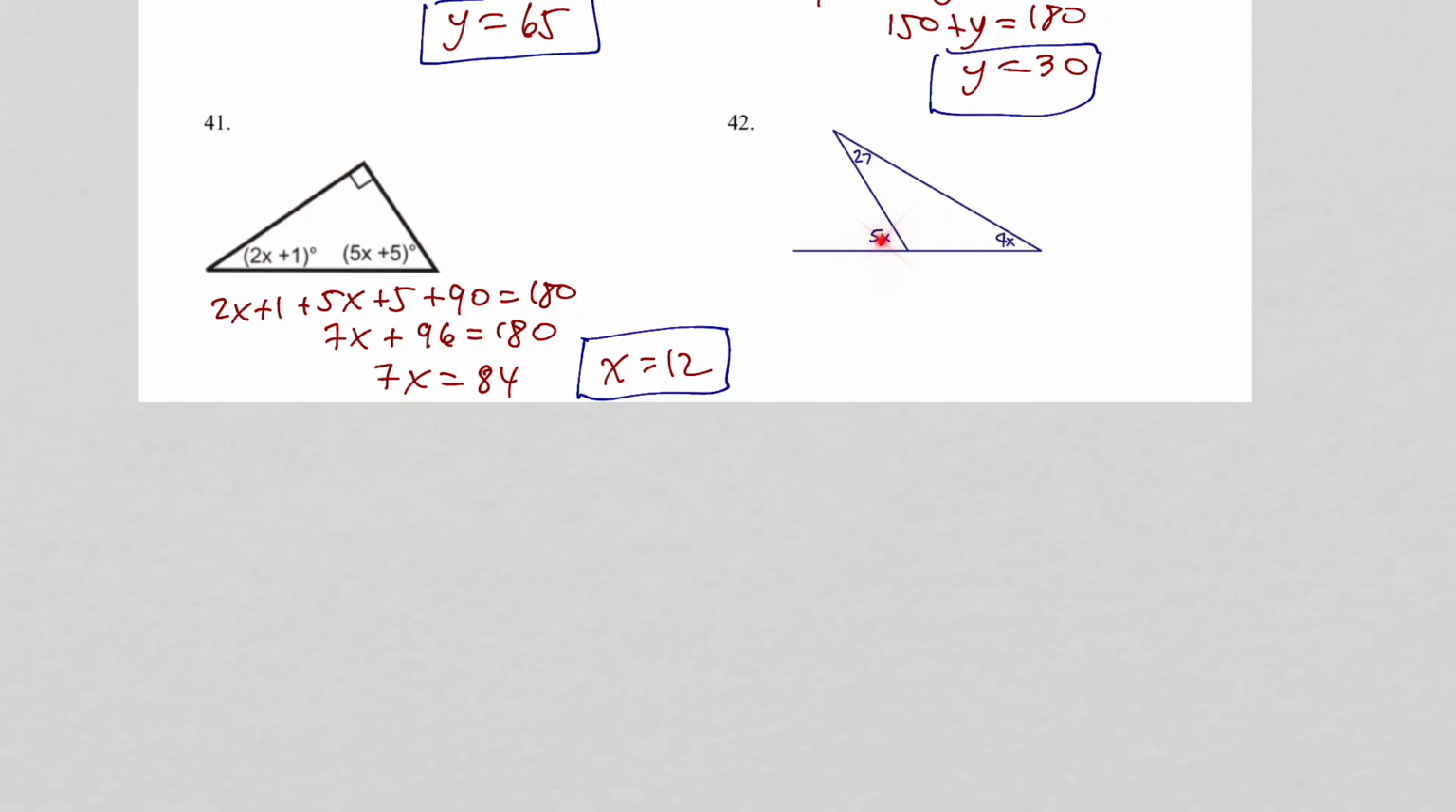Okay, here we have an exterior angle. They're the opposite interior angles, so that means that 5x must be equal to 4x plus 27. So x must be equal to 27.